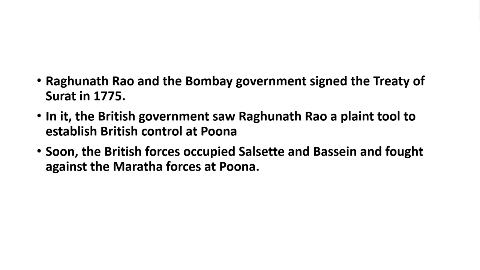So, Raghunath Rao and the British in Bombay signed the Treaty of Surat in 1775. In Raghunath Rao, the British government saw a blind tool to establish British supremacy at Pune. Soon after the Treaty of Surat, British forces occupied two important harbors or ports of Western India, Salsette and Bassein, and the British began to fight against the Maratha forces at Pune.